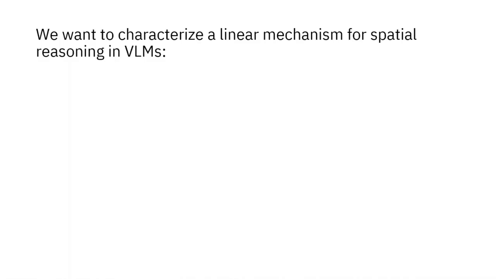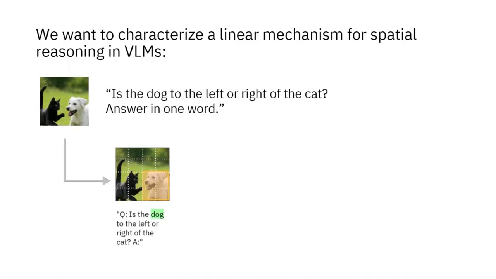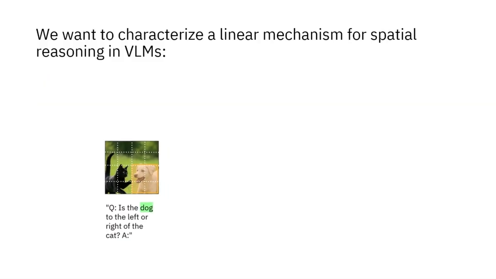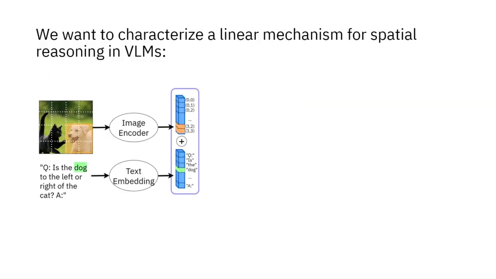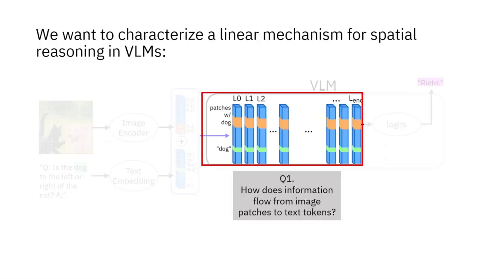To characterize a linear mechanism for spatial reasoning, we first step through what happens during a VLM forward pass. Given a query in an image, the model patchifies the image and tokenizes the text. The text tokens and image patches become embeddings with the same embedding dimension and are concatenated along the sequence dimension. This concatenated image and text sequence goes through L attention blocks in the VLM, yielding a matrix of logit likelihoods for all tokens in the vocabulary. To characterize what happens in the latent space to enable this reasoning, we first look at how information flows across modalities.